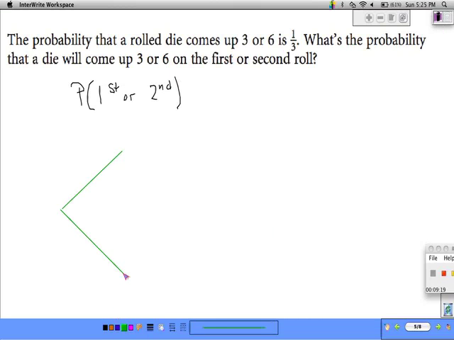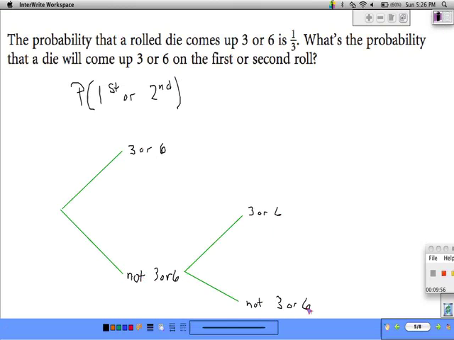So when we roll the dice the first time, we'll either get a 3 or a 6, or we won't get a 3 or a 6. We'll get something else that doesn't fit with what we're looking for. And if we get the 3 or a 6, we'll stop. If we don't get the 3 or a 6, we'll roll the dice again, because that's what we want. And on this roll, we'll either get a 3 or a 6, or we won't get a 3 or a 6.